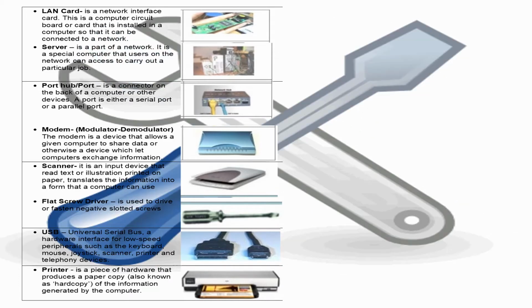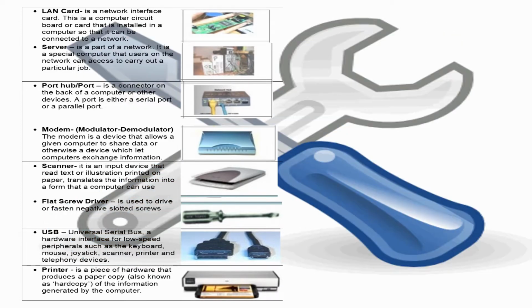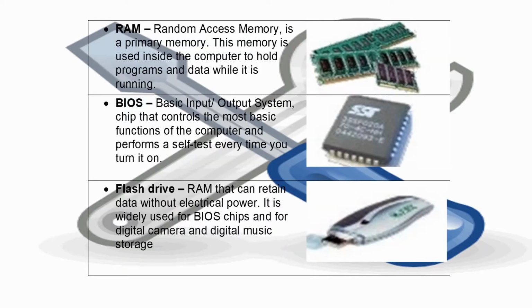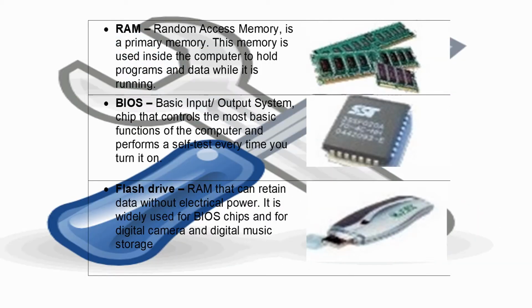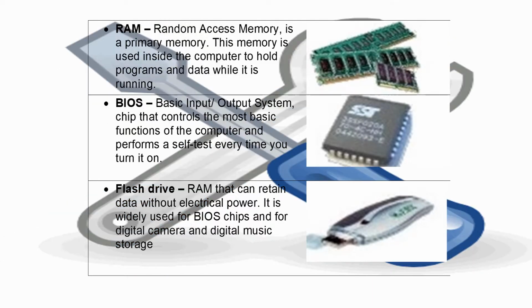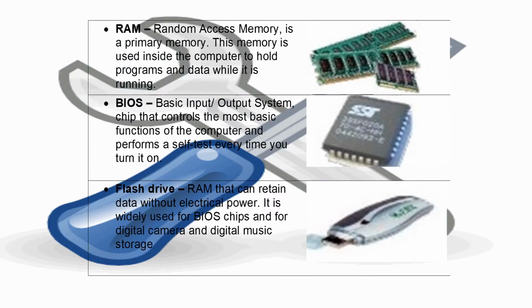Printer is a piece of hardware that produces a paper copy, also known as hard copy, of the information generated by the computer. RAM, or Random Access Memory, is a primary memory. This memory is used inside the computer to hold programs and data while it is running. BIOS, or Basic Input-Output System, is a chip that controls the most basic functions of the computer and performs a self-test every time you turn it on.